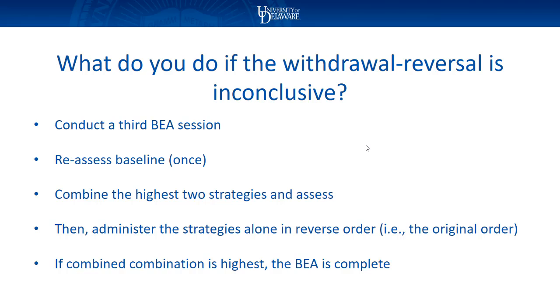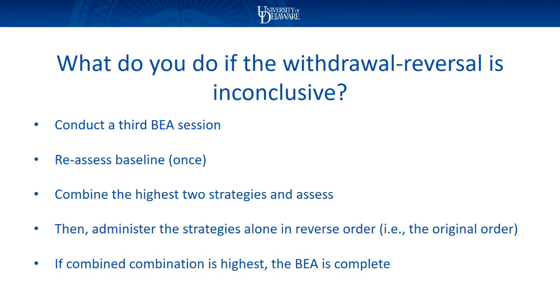So you might ask, what do you do if the withdrawal reversal is inconclusive? In both the previous examples, the withdrawal reversal clearly showed one of the interventions being more successful than the other. Well, if it's inconclusive, here's what you do. You conduct a third BEA session. You would reassess baseline. Then you combine the highest 2 strategies and assess the combined intervention.